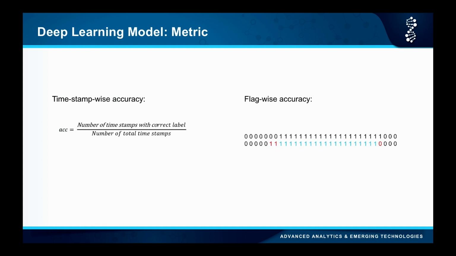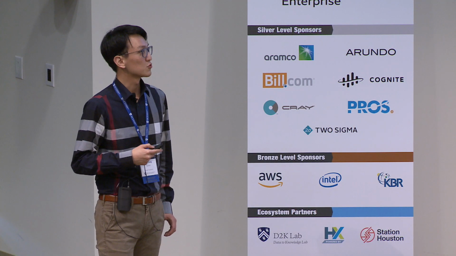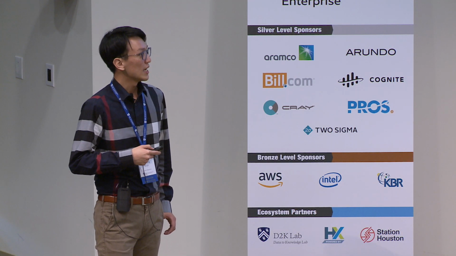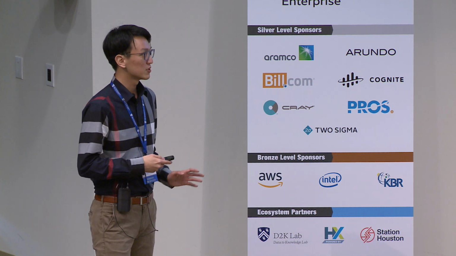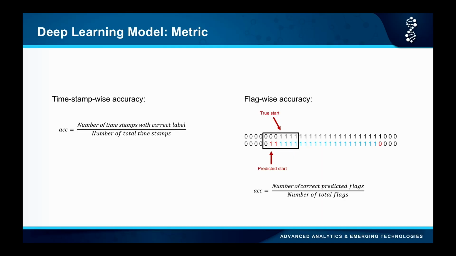Here is a simple illustration. Let's say the first row here is the true labels, and the second row are the predicted labels. And we can tell from the labels that this is the true start of the stage, and this is the predicted start of a stage. So what we do is we define a tolerance window centered at the true label, the true flag. And if the predicted flag falls within the tolerance window, then we consider this prediction as correct.